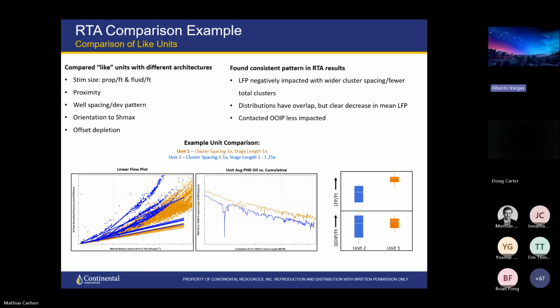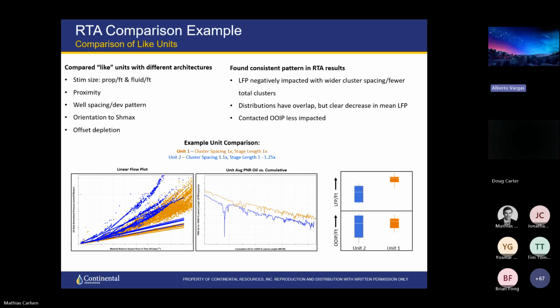So moving on to the unit comparisons, one of the hardest things, especially in the Permian, is comparing like units. There are obviously lots of wells, lots of different vintages, stem sizes, different well spacings and development patterns, different orientations to maximum stress and offset depletion, et cetera. So we were really intentional with how we grouped these wells and compared them.